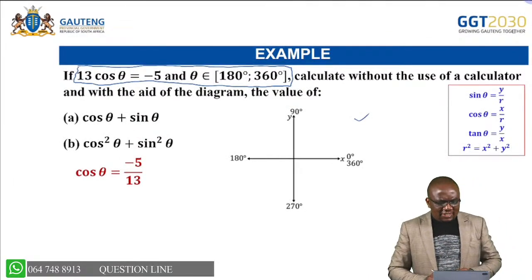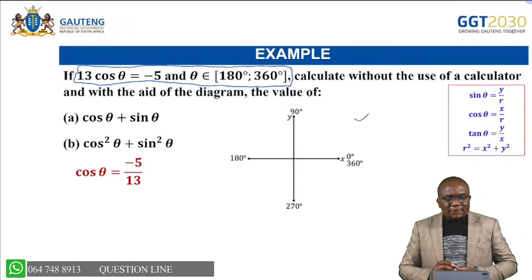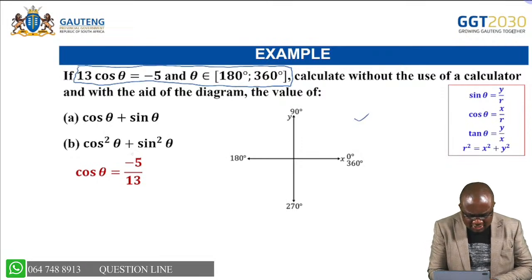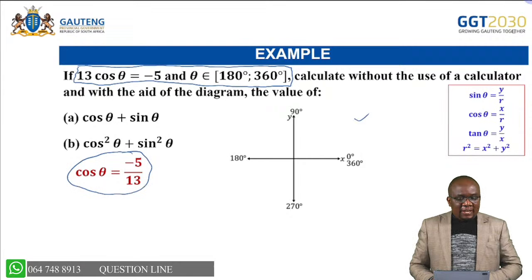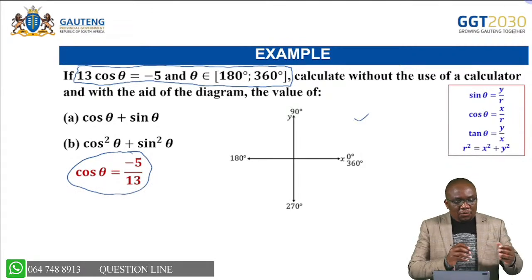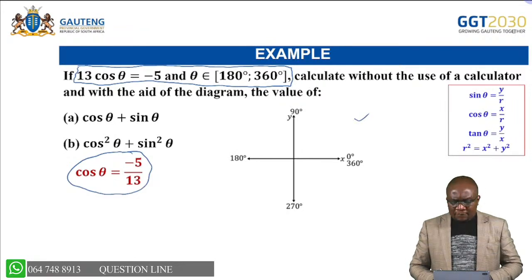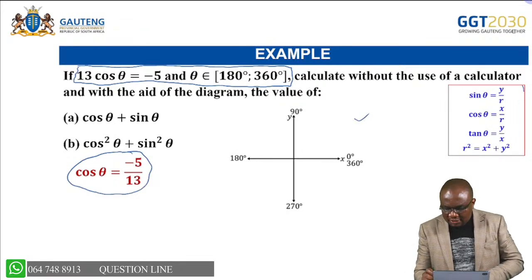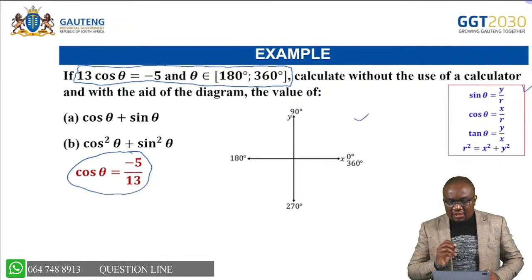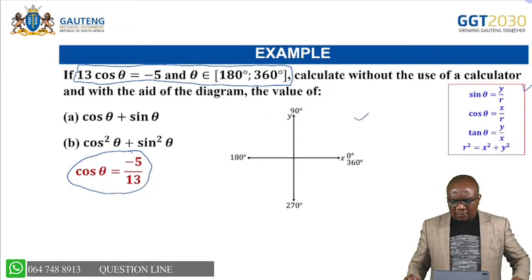Right, welcome back, grade 10s. Right, we're saying, let's do it together. Do you know how I got this? I explained, isn't it? Okay, I said we isolate cos theta, we divide by 13 on both sides of the equation, okay? Then we get that. And then remember this, I'll always give you this so that you can remember it. Sin theta is y over r, cos theta is x over r, tan theta is y over x, and r squared is equals to x squared plus y squared.